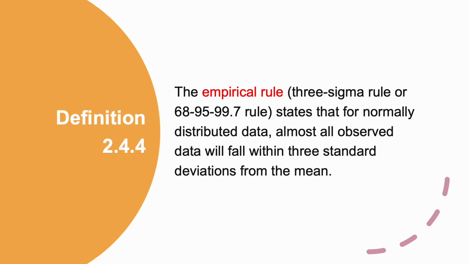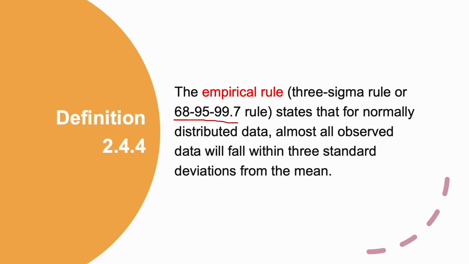For a normally distributed data, we have this empirical rule, or sometimes we call the 3 sigma rule or 68, 95, 99.7 rule, which states that almost all observed data will fall within 3 standard deviations from the mean. So kapag meron tayong normally distributed data, 99.7% ng data natin within 3 standard deviations siya. Okay? So, very small na lang yung mga greater than 3 standard deviations. Specifically, sinasabi ng empirical rule natin, kaya nga tinawag siyang 3 sigma rule.